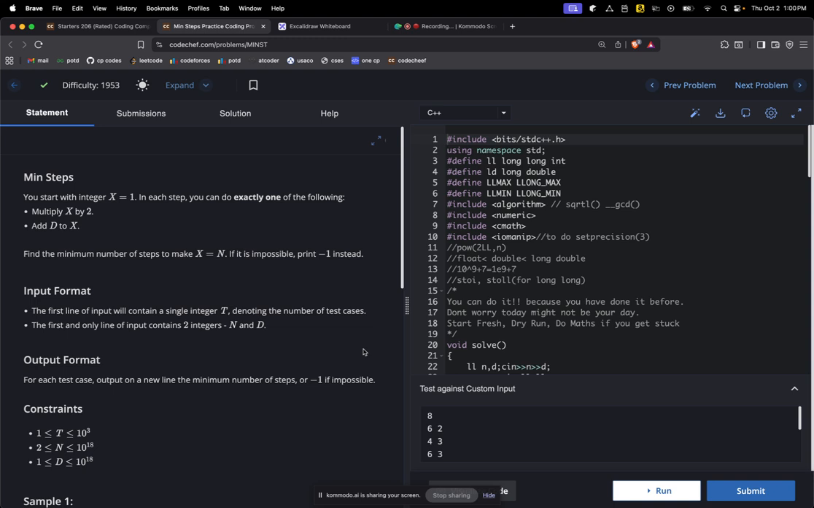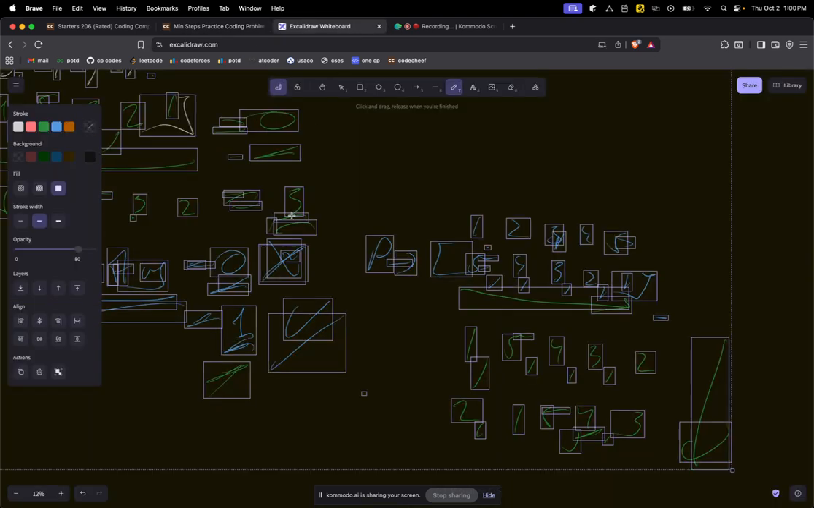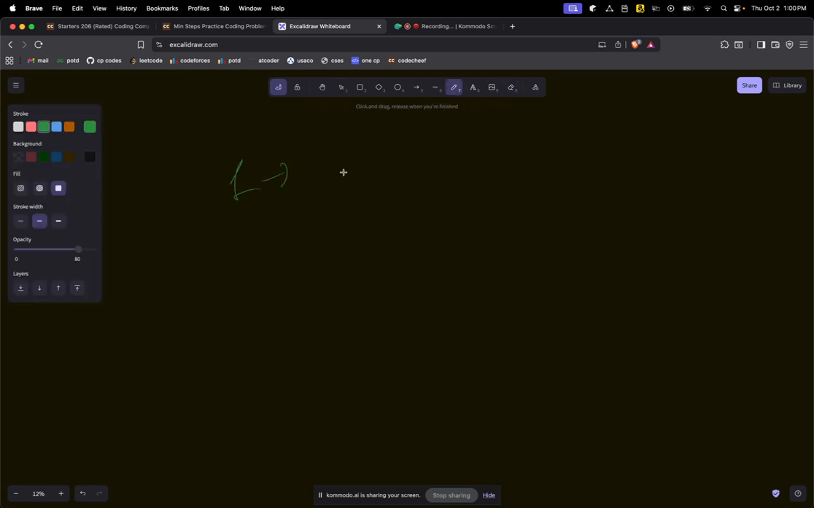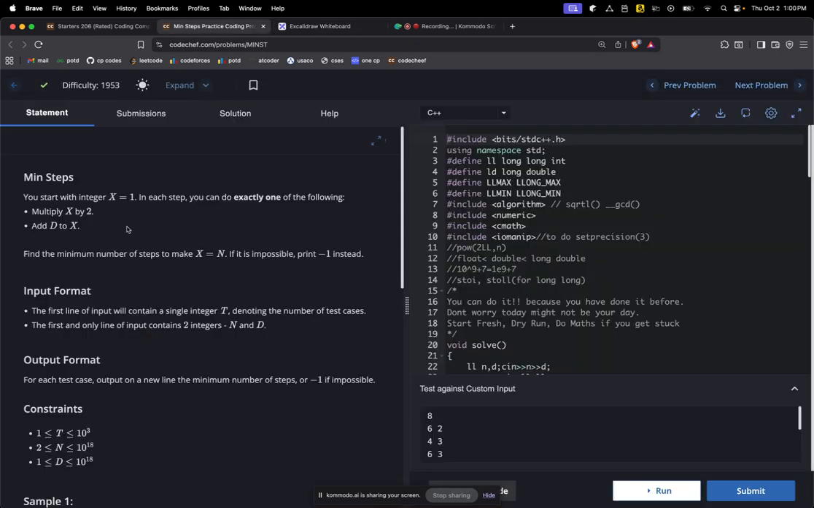So if you are at 1, you can either go to 1 plus d. Or rather, let's do it generic. Like you are at x, you can go to x plus d, or you can go to 2x. These are the two options you have. And if it is impossible to make x equal to n, print minus 1.